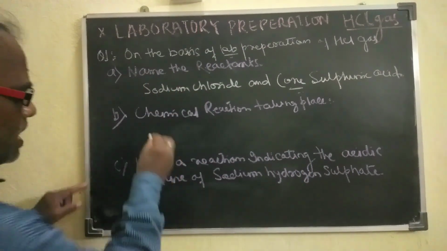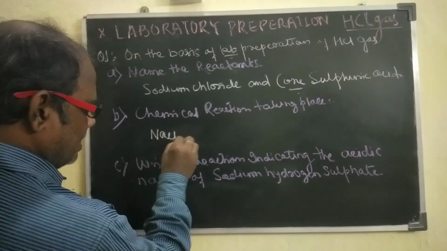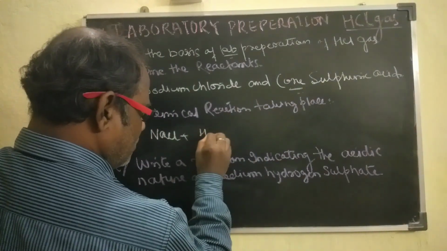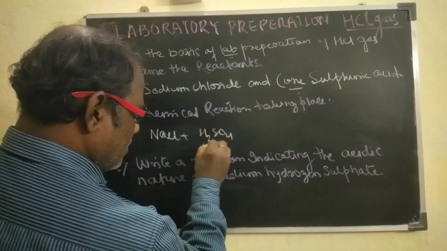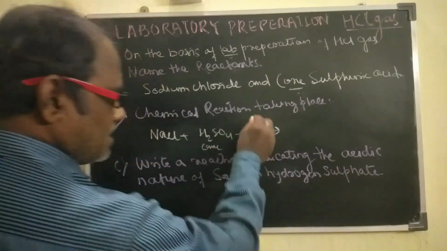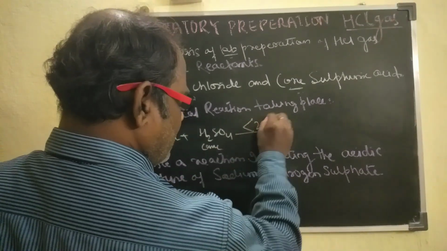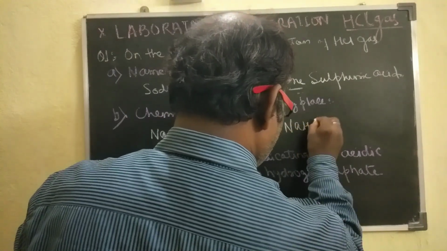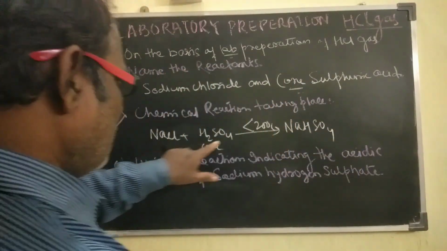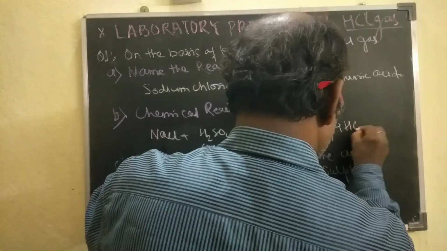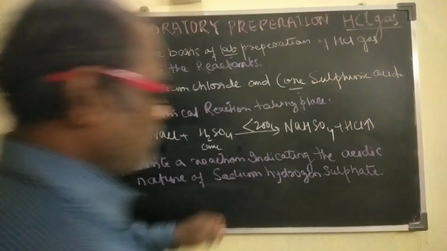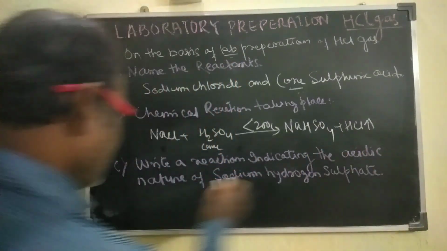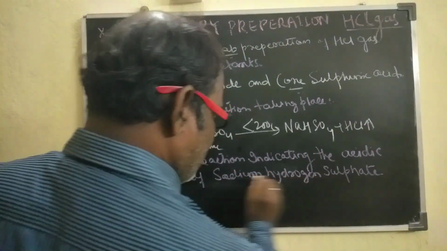So here sodium chloride, we can write here NaCl plus concentrated sulfuric acid, H2SO4 concentrated. The reaction is less than 200 degrees Celsius, gives sodium bisulfate NaHSO4 plus HCl gas. One more question may be in this way: write a reaction indicating the acidic nature of sodium hydrogen sulfate.